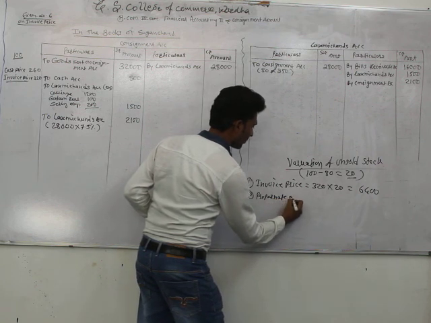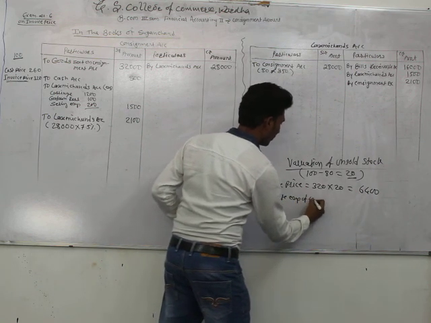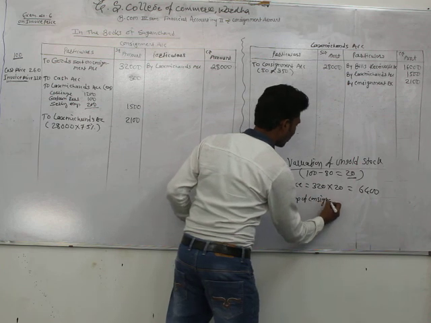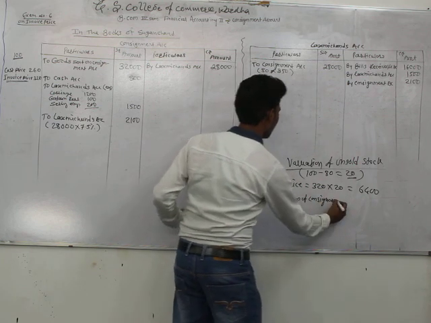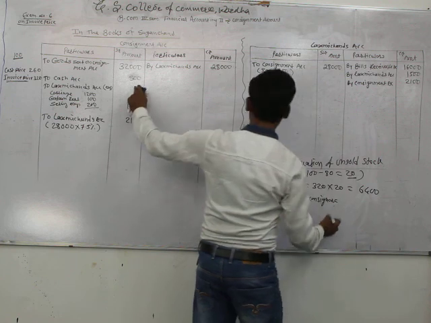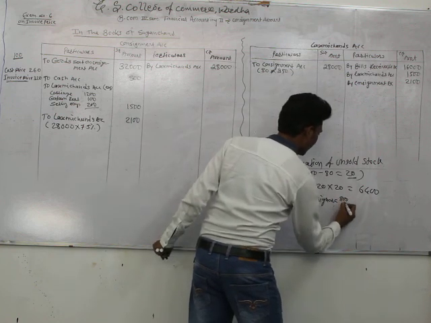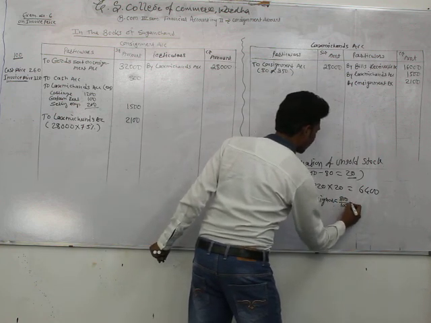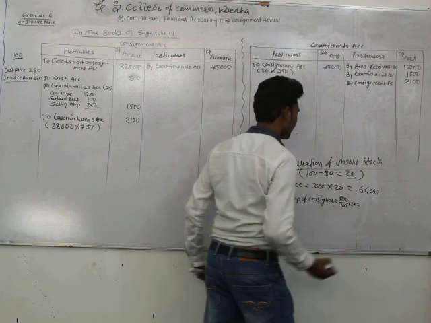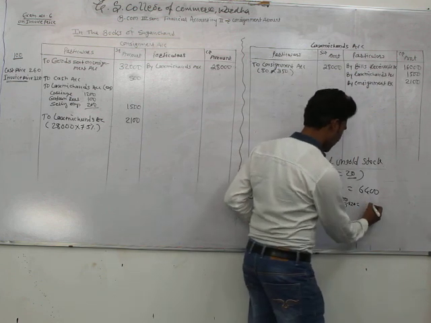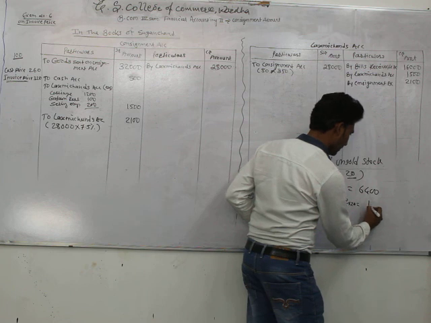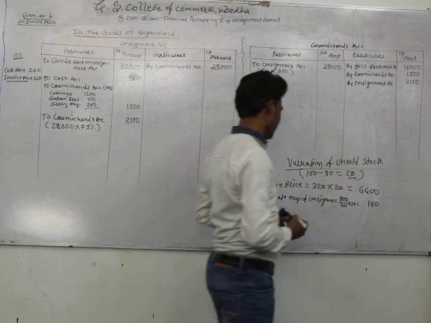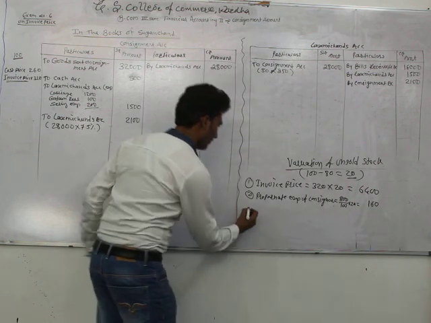Second, proportionate expenses of consignor, and proportionate expenses is rupees 800 spent for 100 bed sheets. So for 20 bed sheets, it's rupees 160.